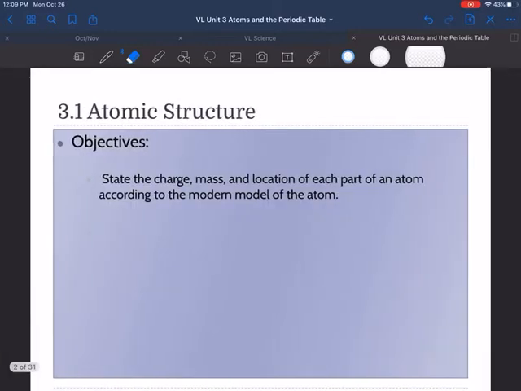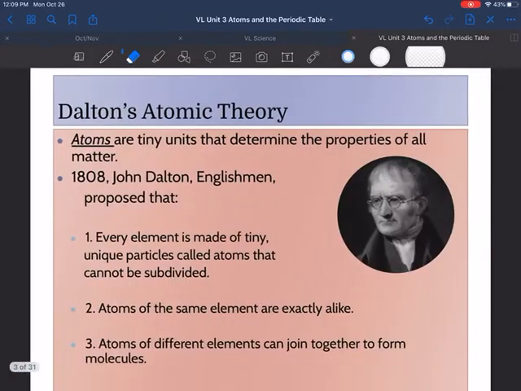So the point of this brief lesson today is to be able to, when we're done, tell me the charge of an atom or an element, tell me the mass of the element, the location of the electrons, neutrons, and protons that are in the atom.